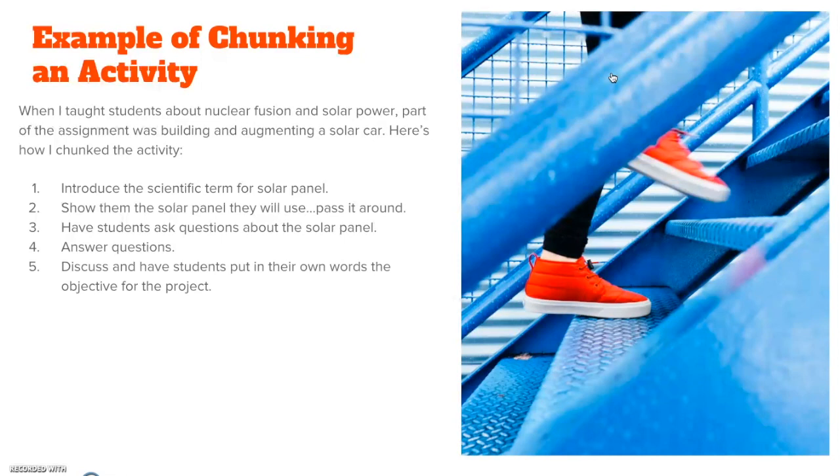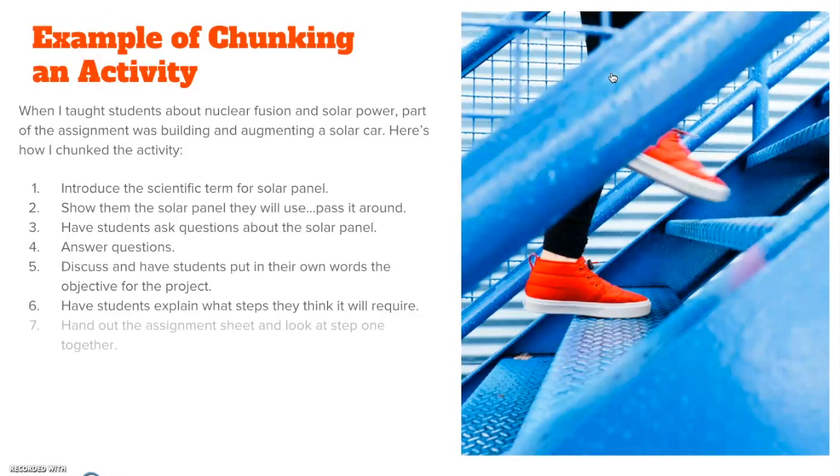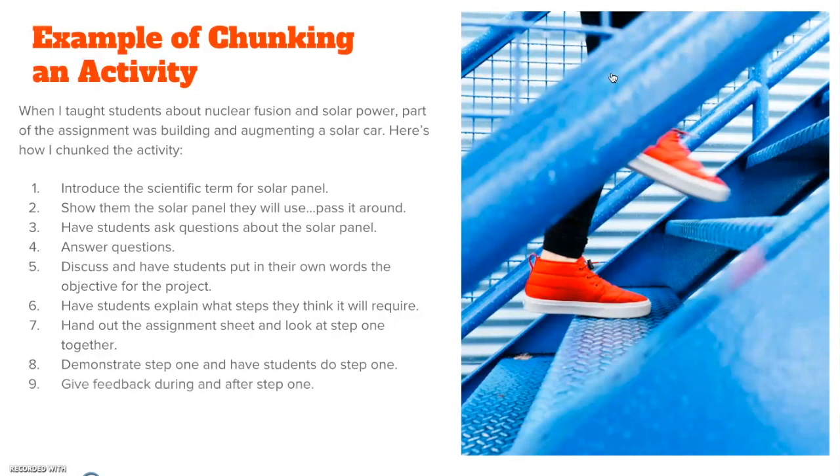Then we discuss and have students put in their own words the objective for the project. Then we had students explain what steps they think it will require. So really interpreting the objective. Hand out the assignment sheet and look at step 1 together. Demonstrate step 1 and have students do step 1. Give feedback during and after step 1, and move on to step 2 together.